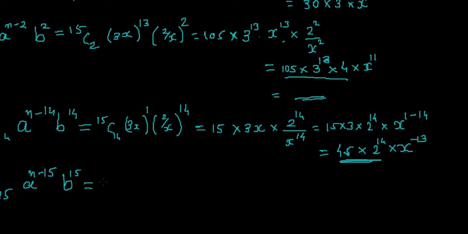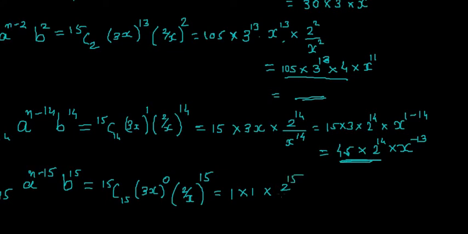Now we are going for the last term, that is 15C15, n is 15, so a raised to n minus r is 15 minus 15, 0 power, and b, that is 2 by x, raised to r is the 15 power over here. Further simplifying, 15C15 is going to be 1, 3x as 0 power is 1 again, and 2 has 15 power, and in the denominator x also has 15 power. If you simplify further, the constant in the numerator is going to be 2 raised to 15 into 1, that is 1, no need to write that in multiplication. And in the denominator we have x raised to 15.